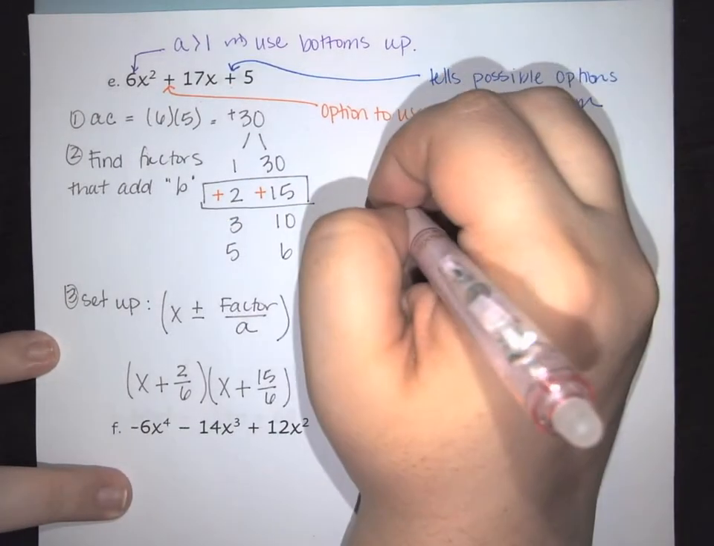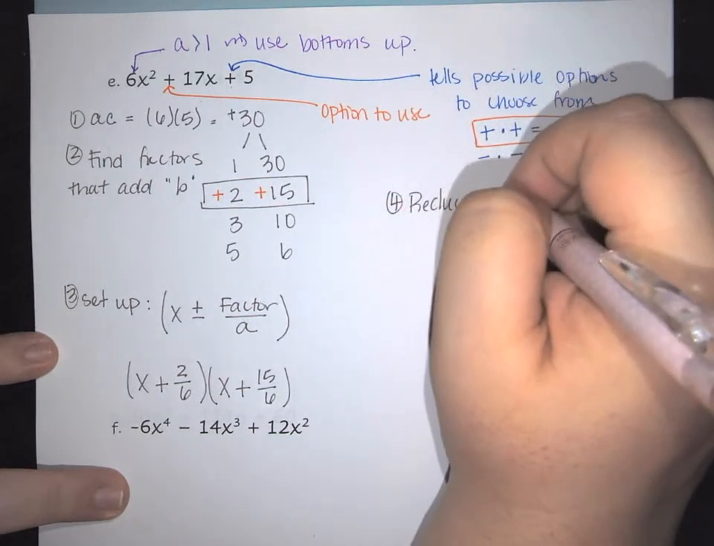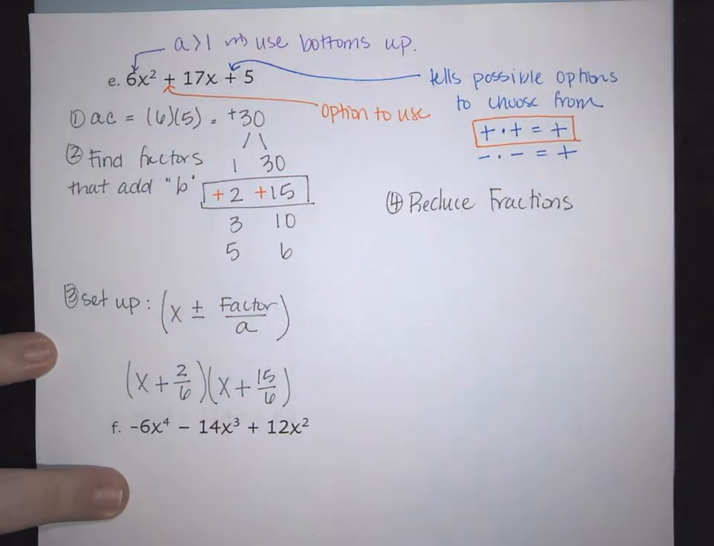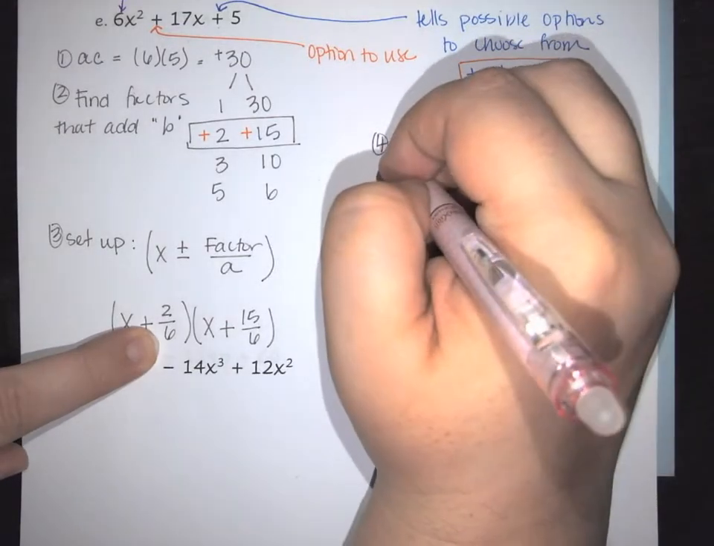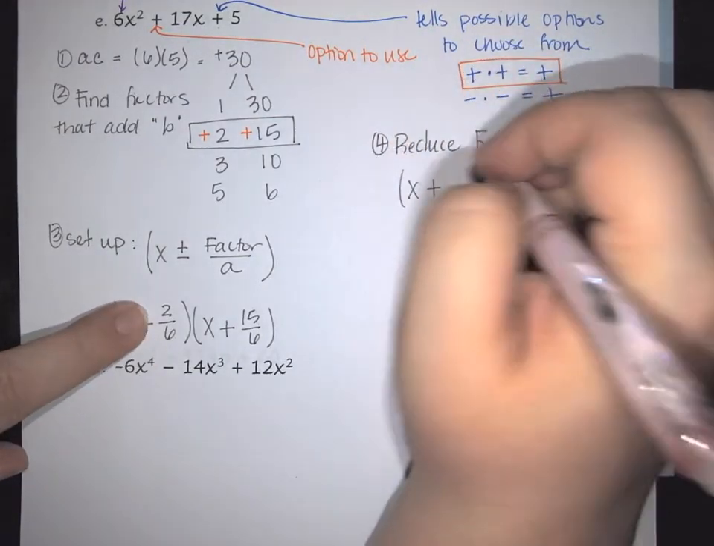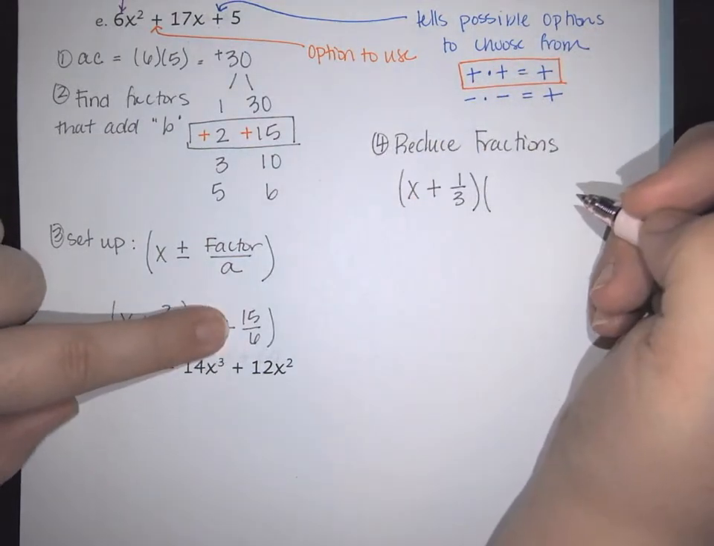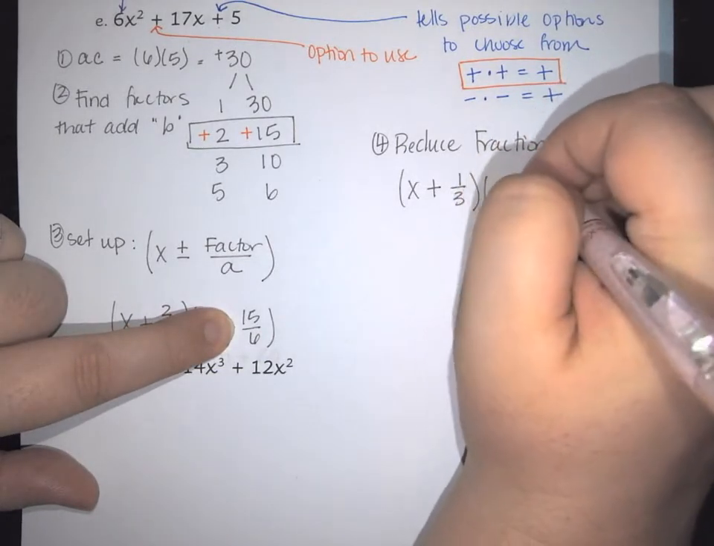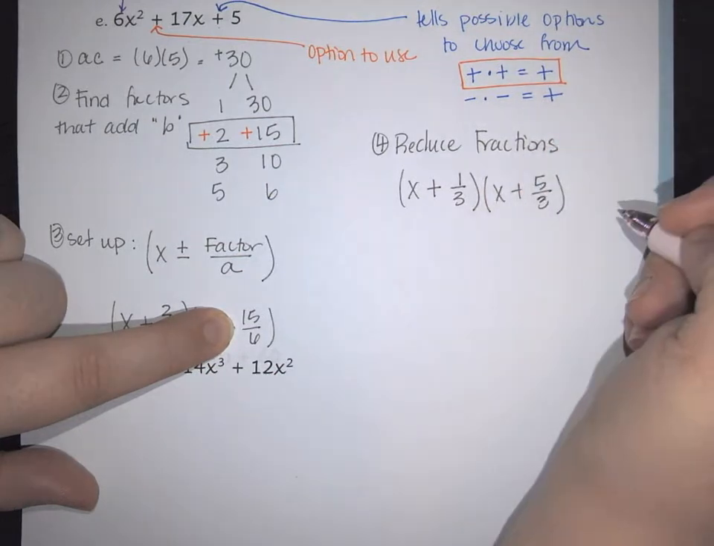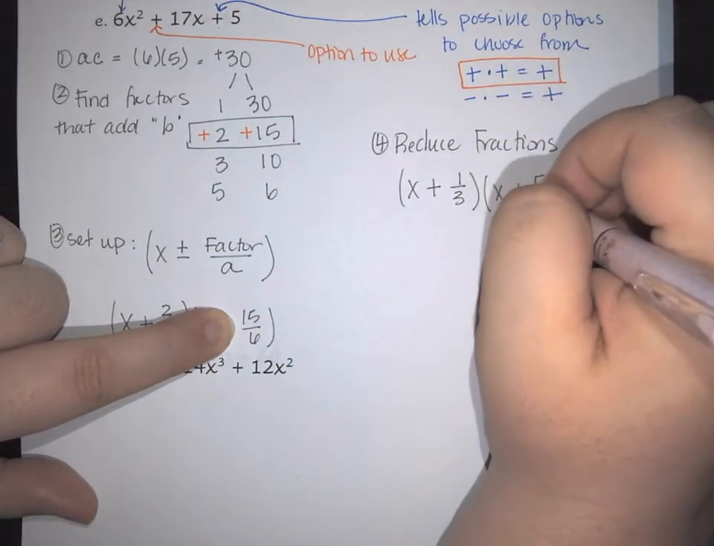Once you have it set up, the fourth step is you have to reduce the fractions, and you want to reduce them completely. So I have 2 over 6. Well, we know that can reduce, so this is going to become x plus 1 over 3. And then I have 15 over 6. So 15 over 6 here is also going to reduce, and it's going to reduce to x plus 5 over 2.